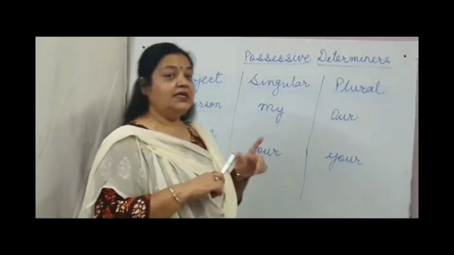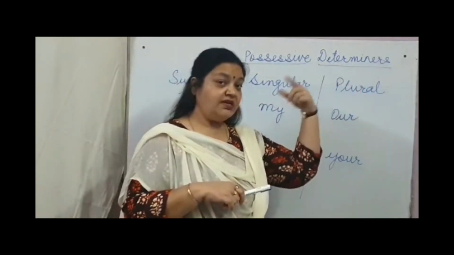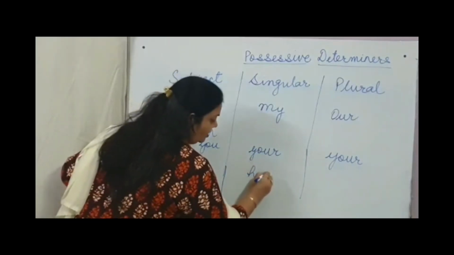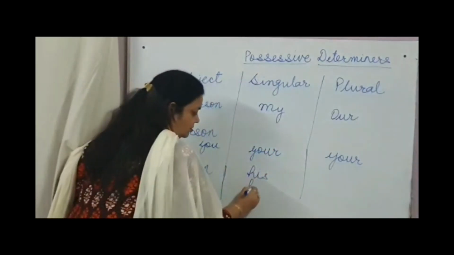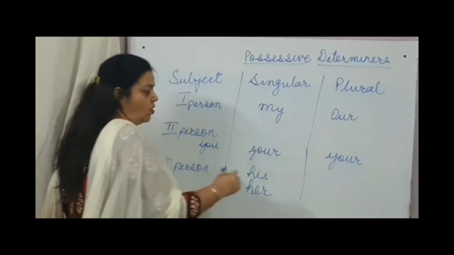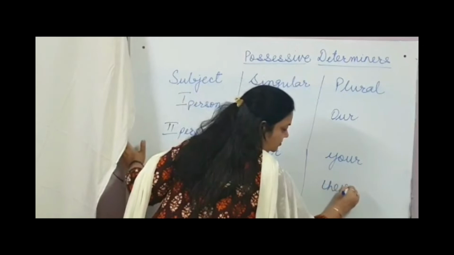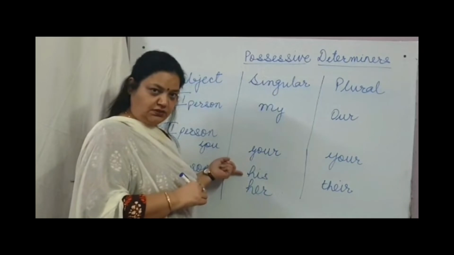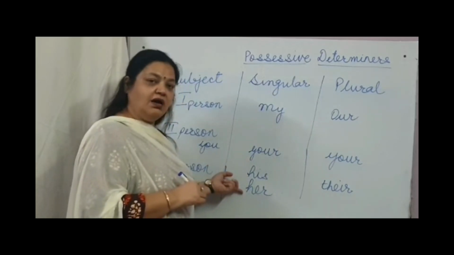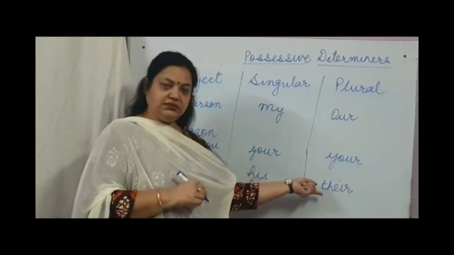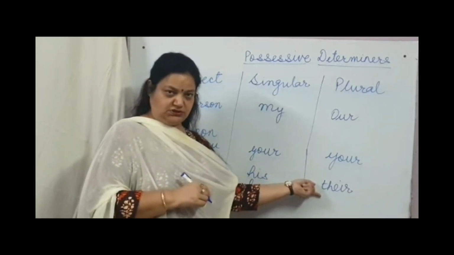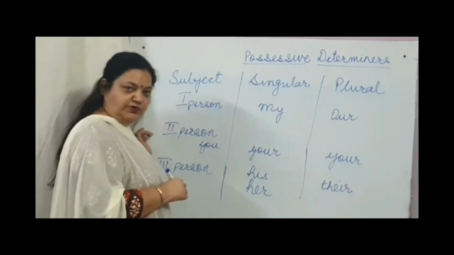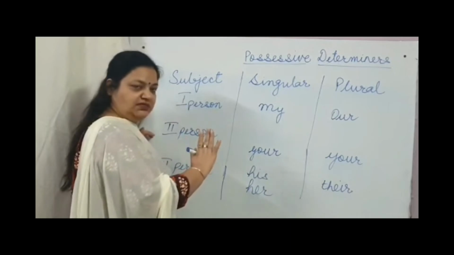Now for the third person. Third person is he or him. Somebody other. For that, I use his or her. Or in plural, I use their. This is his book. This is her pen. Or these are their books. So first person, second person and third person. I hope this table makes it more clear.